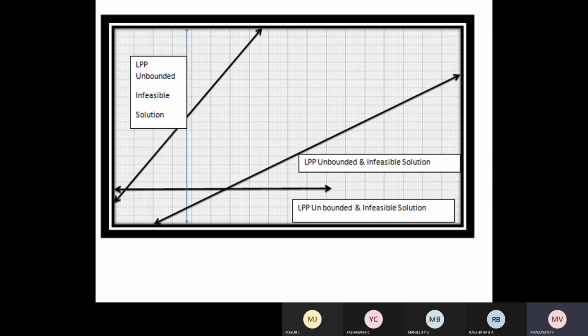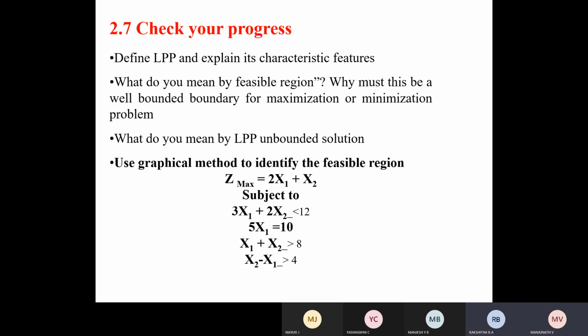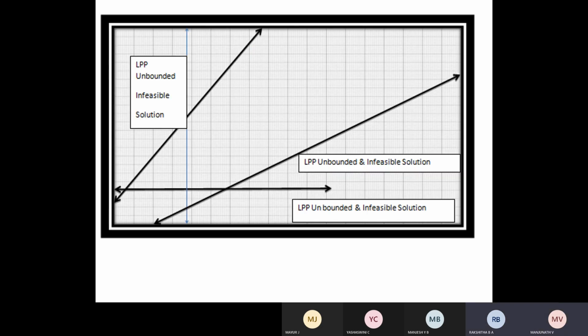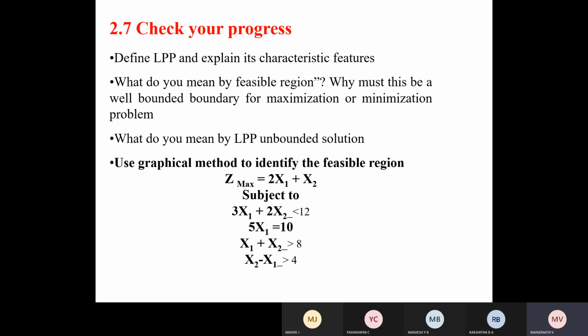Have you copied this diagram? Yes, sir. Done, sir. Now it's all regarding your progress. There are a few problems and this PPT is shared already. It's there with you. I think this PPT is not there with you, right? Yashaswini? Yes, sir, it's not there. Okay, I'll share this PPT today itself, and I'll upload the video also.